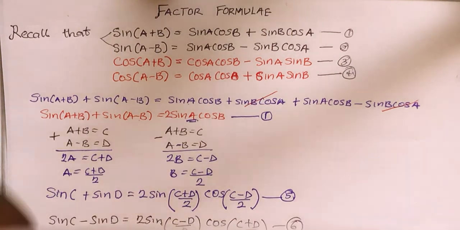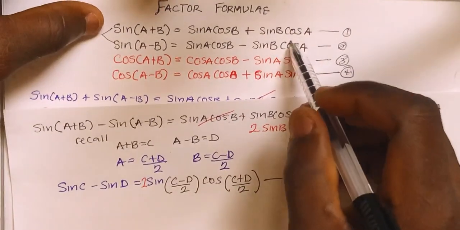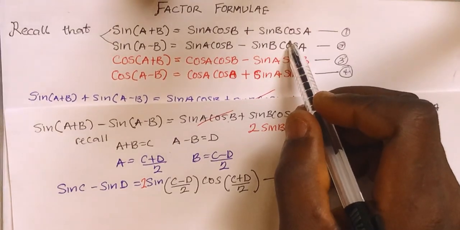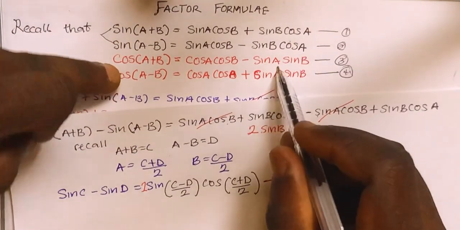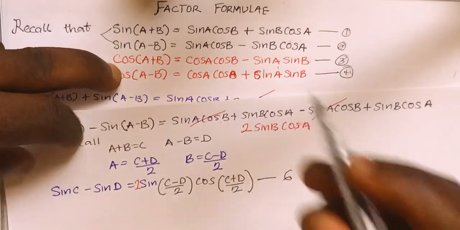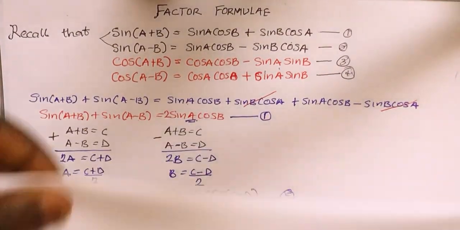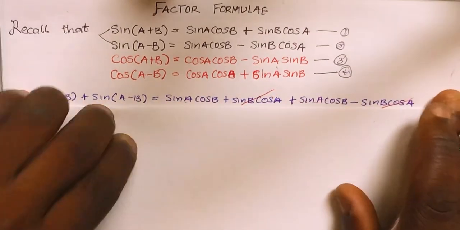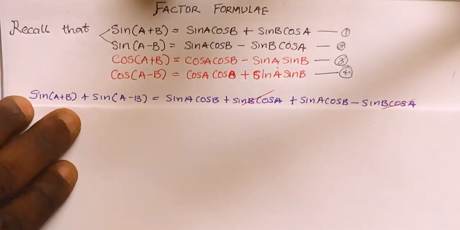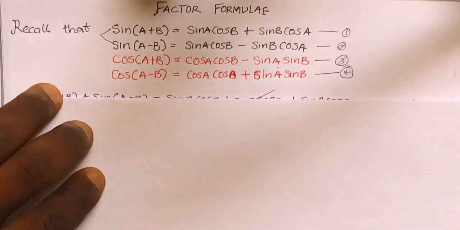Now looking at this, I've added and also subtracted this, which is the addition formula. And this also, I'll do the same thing here. That means I'm going to add this and I'm going to subtract it as well. Therefore, I'll be having equations 3 and 4.